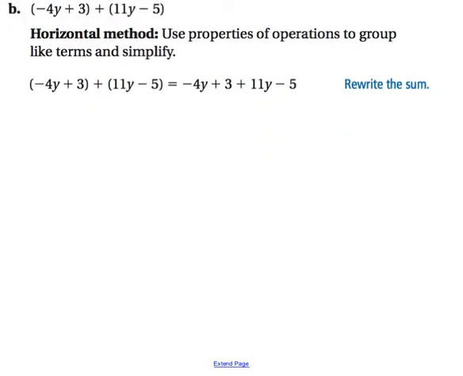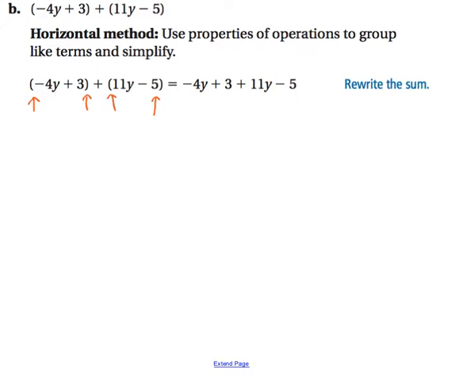Okay, another way, this is actually more common, the horizontal method. Use the properties of operations to group terms and simplify. Right here, we can get rid of these parentheses because they are not doing anything to change the value of the expression. The associative property lets us get rid of them.